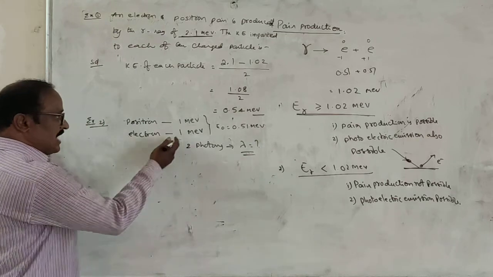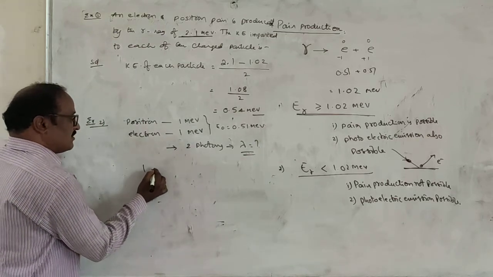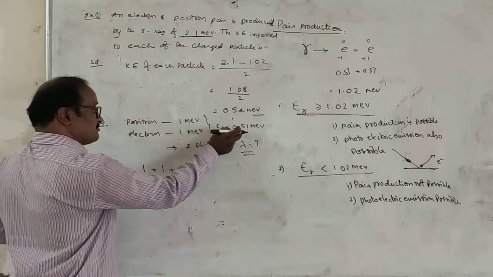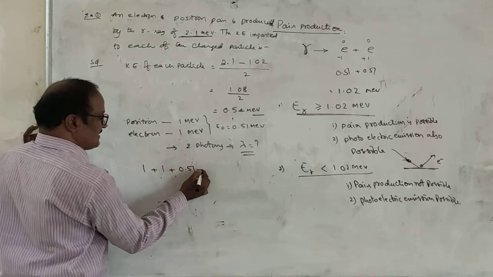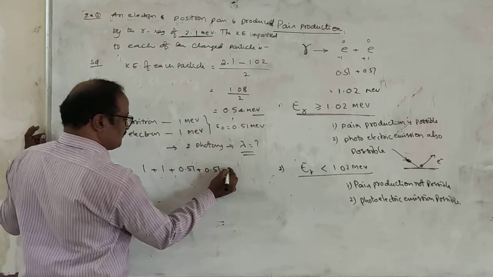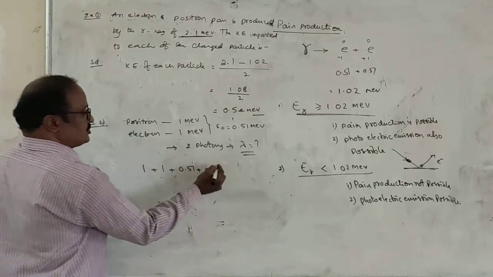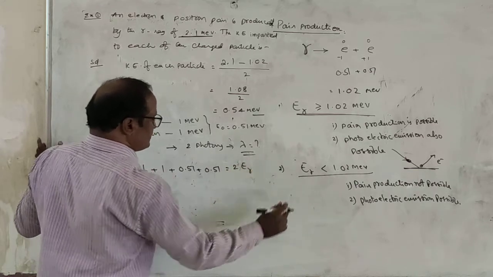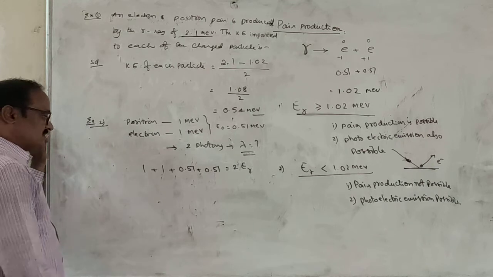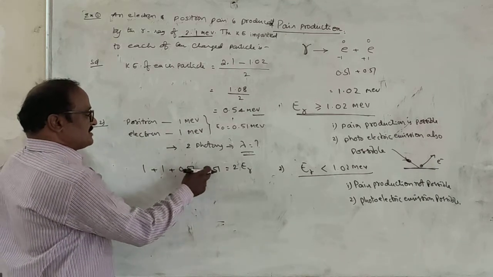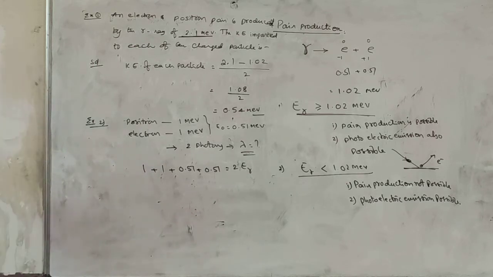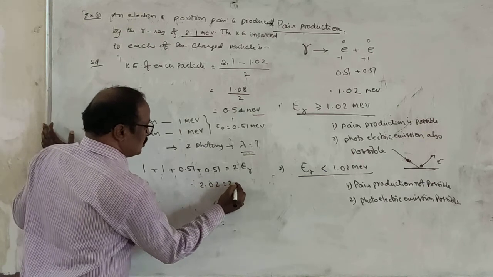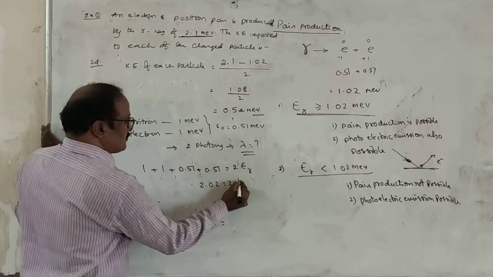That's why, according to the law of conservation of energy, 1 megaelectron volt kinetic energy for the positron plus 1 megaelectron volt kinetic energy for the electron plus the rest mass energy of the electron 0.51 plus that of the positron 0.51, this is the total energy released. This should be equal to the energy in the form of two gamma rays, that is 2 times the energy of each gamma. 1 plus 1 is 2, 0.51 plus 0.51 is 1.02, and 1.02 plus 2 is 2.02, which equals 2 times the energy of the gamma ray photon, hc by lambda.